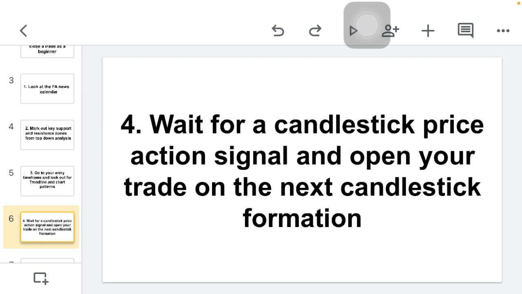If it's a bearish engulfing candle that you're waiting for, once you see it, upon the next candle formation, you click your buy or your sell. If it's bearish, you click your sell. If it's a bullish engulfing candle you're looking for as your signal, you click your buy. And you're good to go. So you need to wait.